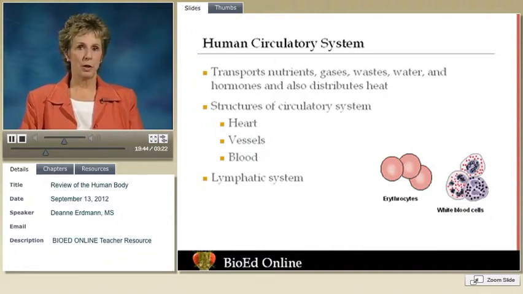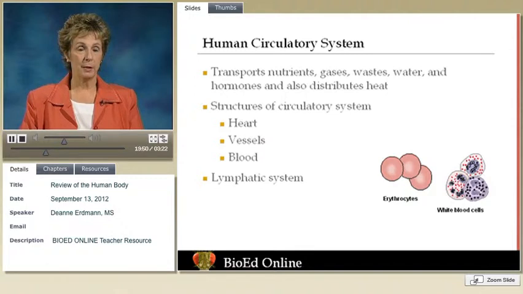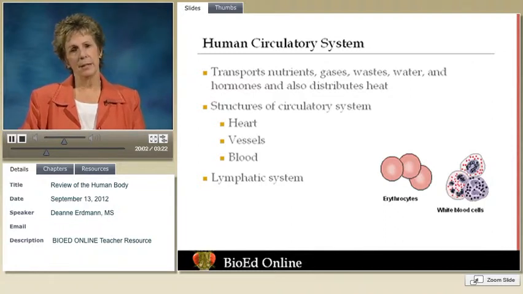Let's look at some of the structures of the circulatory system. In order to have a circulatory system, you need some sort of pump, some sort of circulating fluid, and some sort of vessels. And humans, of course, have a closed circulatory system, meaning the blood stays within vessels all of the time. This was a pretty significant discovery, actually.